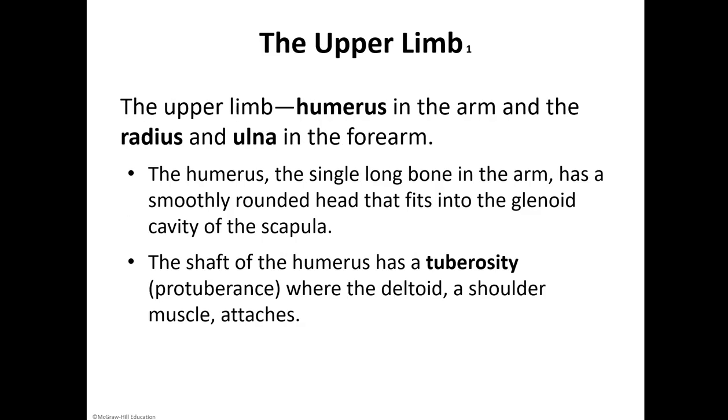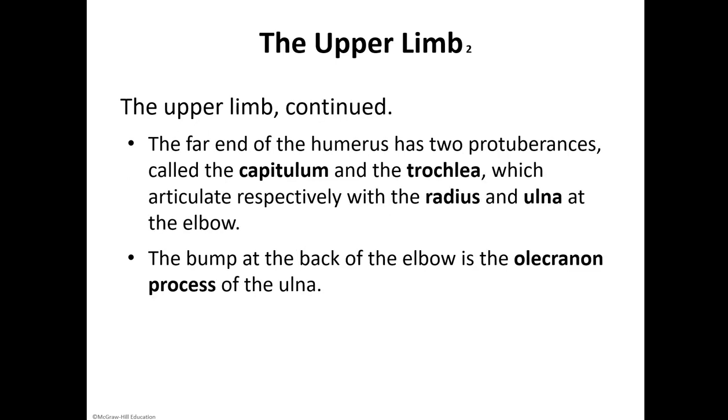The humerus, the single long bone in the arm, has a smooth, rounded head that fits into the glenoid cavity of the scapula. The shaft of the humerus has a tuberosity, a protuberance or extension, where the deltoid muscles and the shoulder muscles are able to attach. The far end of the humerus has 2 protuberances called the capitulum and the trochlea, which articulate and form a joint respectively with the radius and the ulna at the elbow. The bump at the back of the elbow is also known as the olecranon process of the ulna.